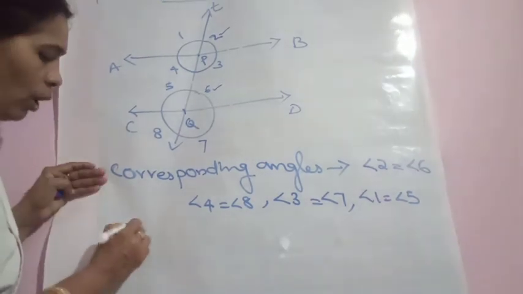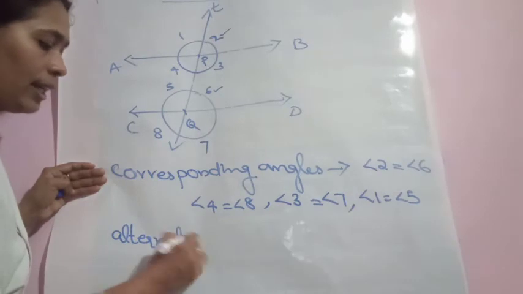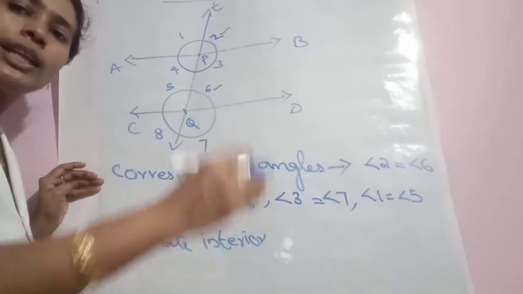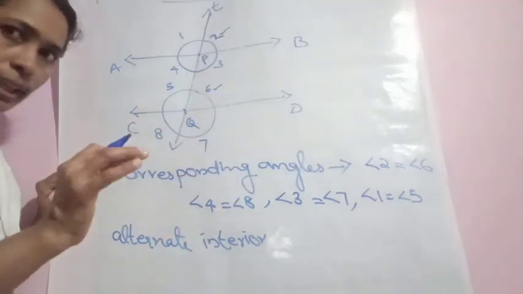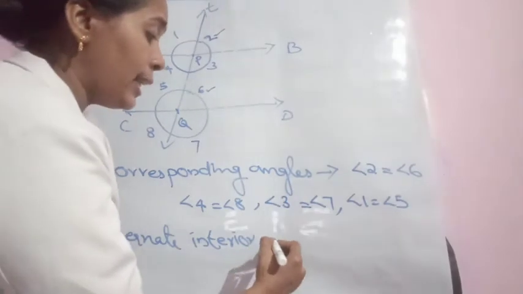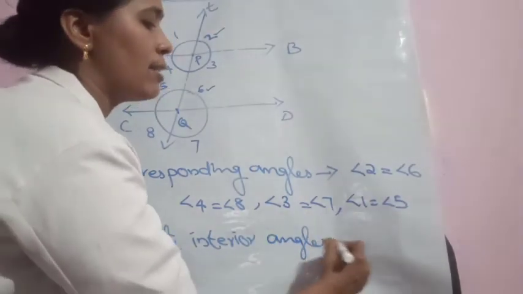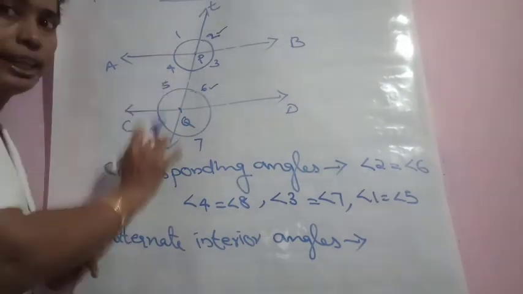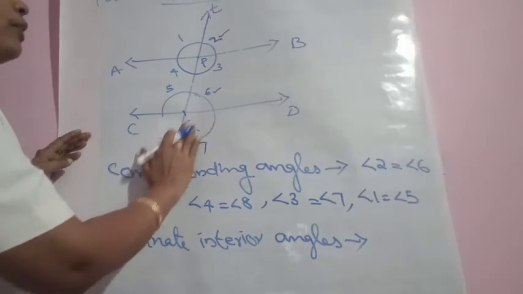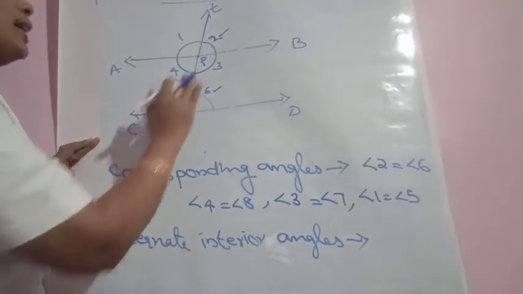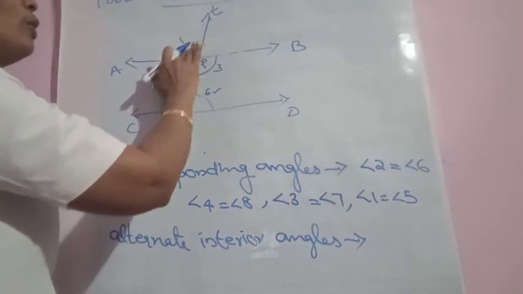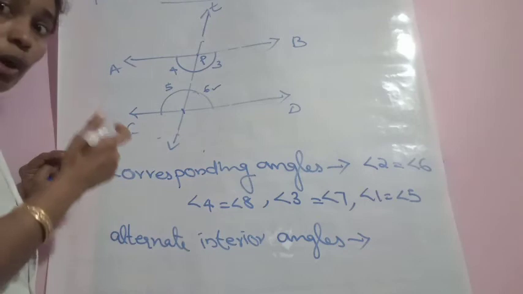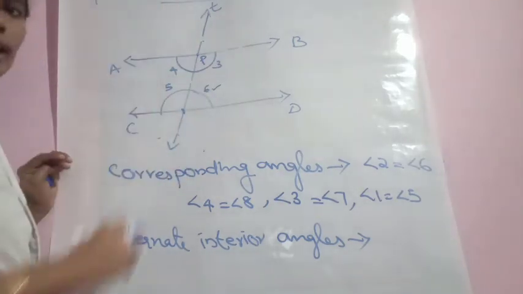Next one, alternate interior angles. Alternate is very clear to you because alternate numbers means 1, 3, 5, 7, etc. But alternate interior angles, what does it mean? Interior means in between the lines. In between the lines, we have only 4 angles. These 4 are called interior angles. They are in between the lines.